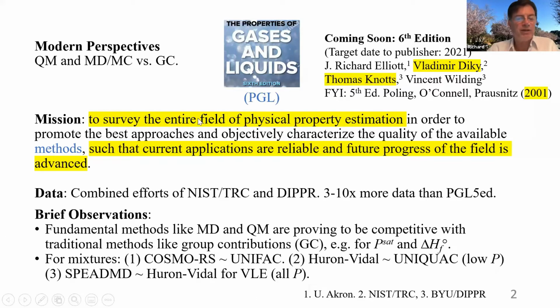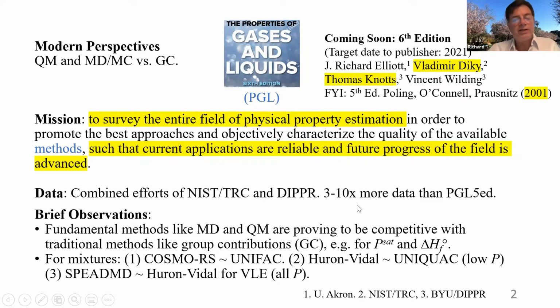So this is our mission statement. We want to survey basically all of the physical property estimation methods and compare them to all of the existing data. So that's the goal, and we just have to get some approximation of that with the 6th edition, and the 7th edition will get a little closer to that. And then the rationale is that we'll make all of our current applications reliable, and future progress in the field will be advanced.